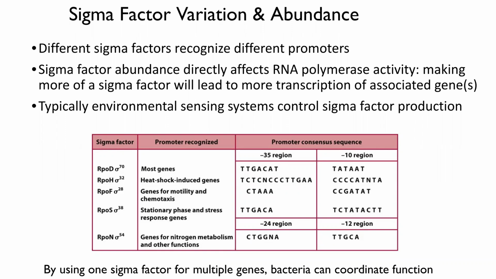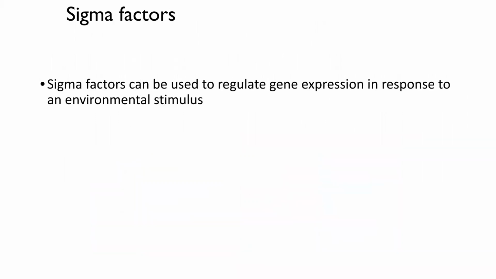But the important thing to note here is that if you have a sigma factor that can actually turn on multiple genes, it allows the bacteria to coordinate function. So for instance, if you're a bacteria and you get dropped into a hot environment, well, having one sigma factor that controls all your genes associated with heat shock, you can turn them all on simultaneously and respond to a heat shock much faster. Now, sigma factors themselves can be used to regulate gene expression in response to an environmental stimulus.